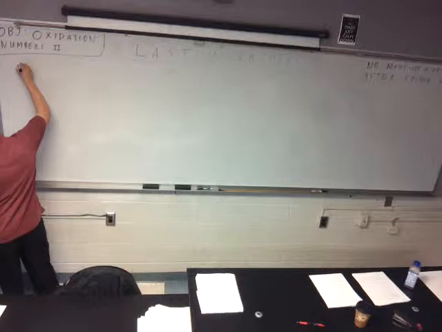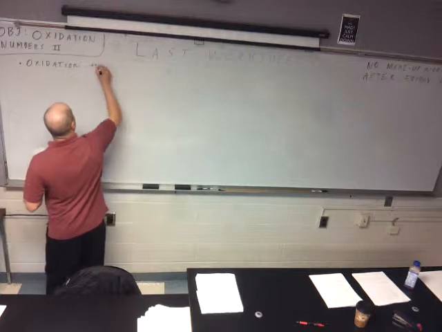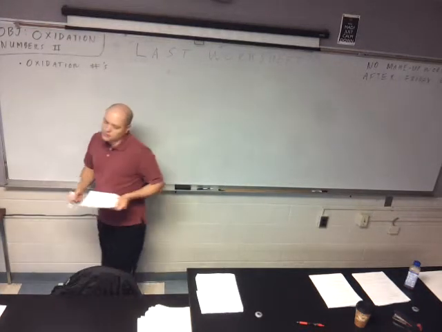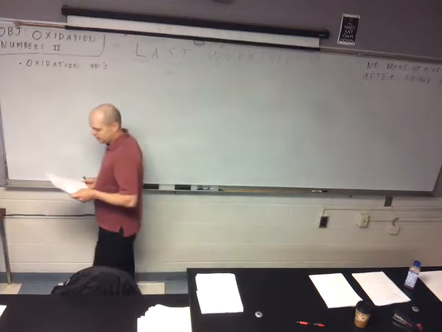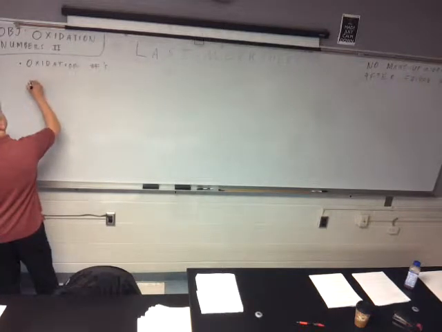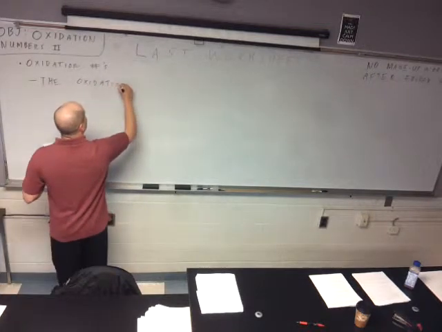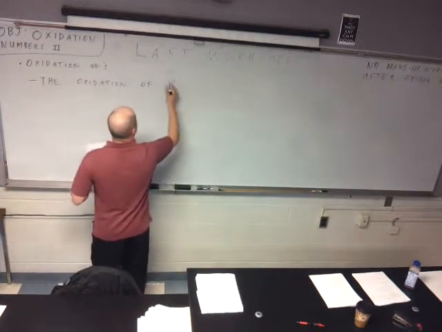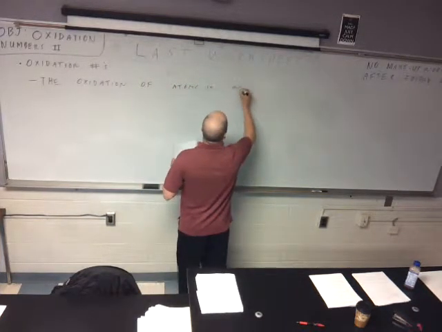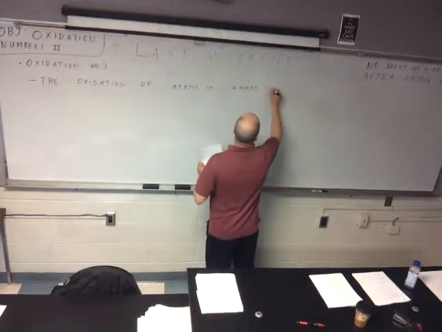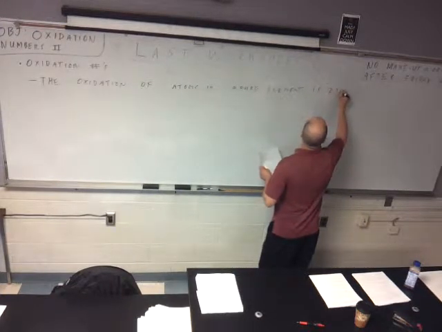Alright, more oxidation numbers stuff. So today we're going to talk about individual elements and polyatomic ions. So, the first one here: the oxidation number of atoms in a pure element is 0.